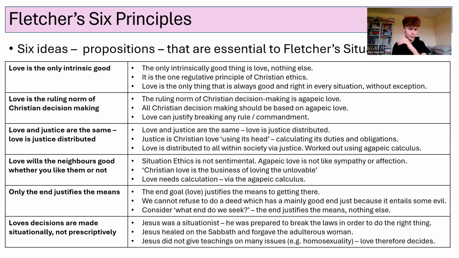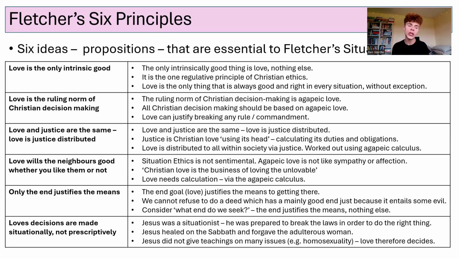Number 2, love is the ruling norm of Christian decision making. So the ruling norm of Christian decision making is agapeic love. Always remember to be really clear about that. It is the belief that all Christian decision making should be based on agapeic love. Love can justify breaking any rule or commandment. So love is the one thing that is always right and that should always be applied.